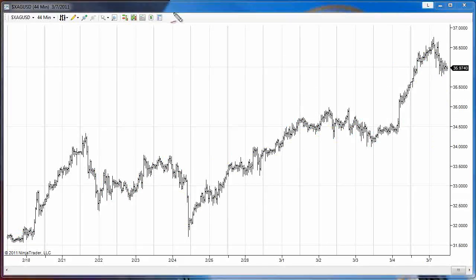We are looking at a 44-minute bar chart, and this, of course, is also spot silver. What I'm finding interesting, the reason for bringing this chart up, is this rounded top that we got as the market came out and absolutely did find some resistance.